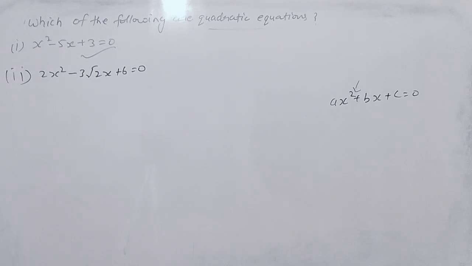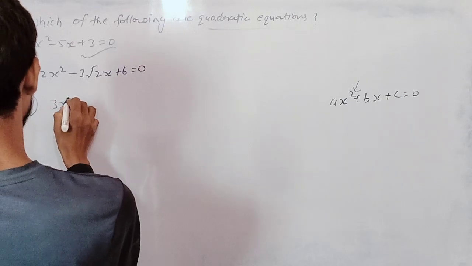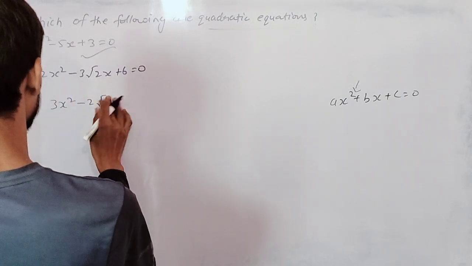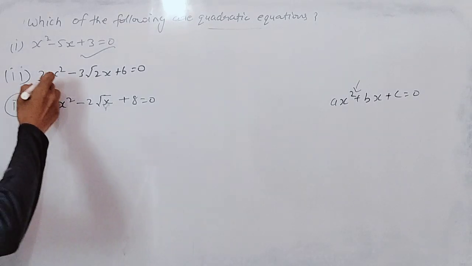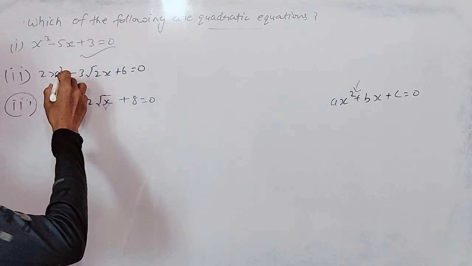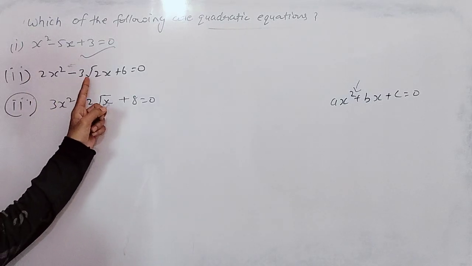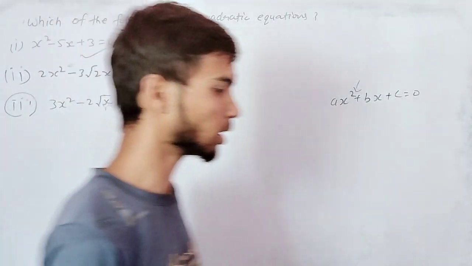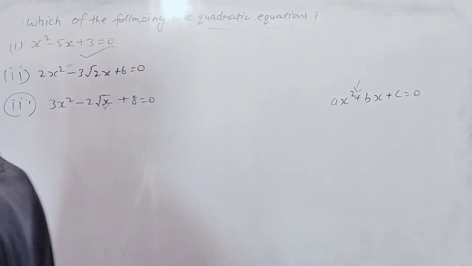I would like to write a third also: 3x square minus 2 under root x plus 8 is equal to 0. You have to tell whether this is a quadratic equation or not. So here the exponent is 2. Okay, this is right. Now 2 is under root, but x is not under root.